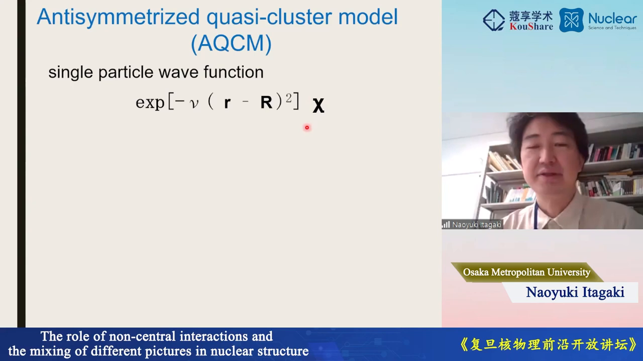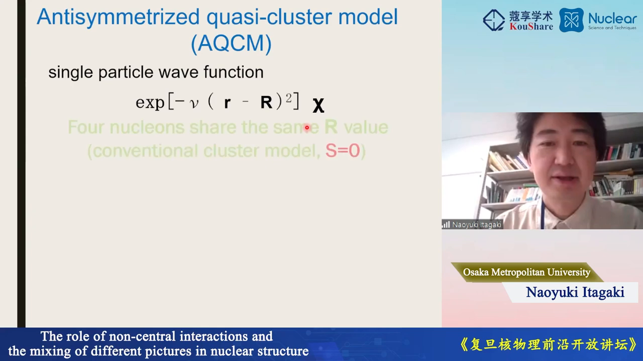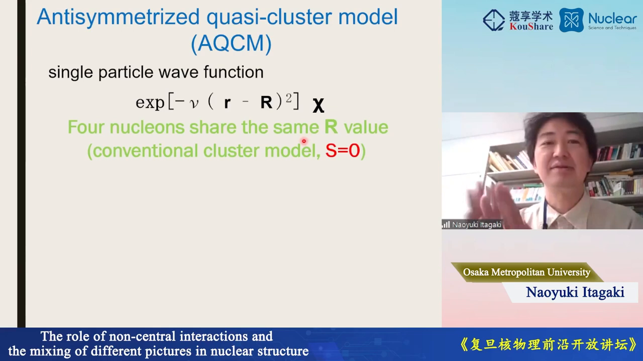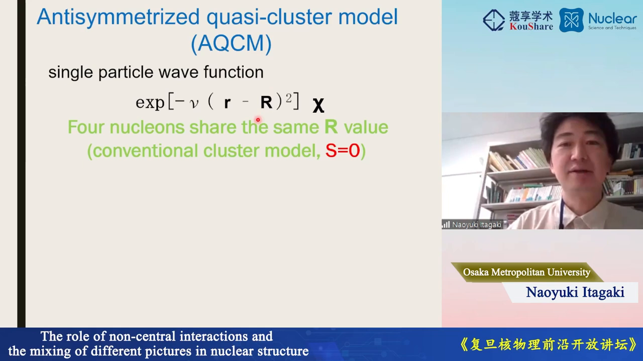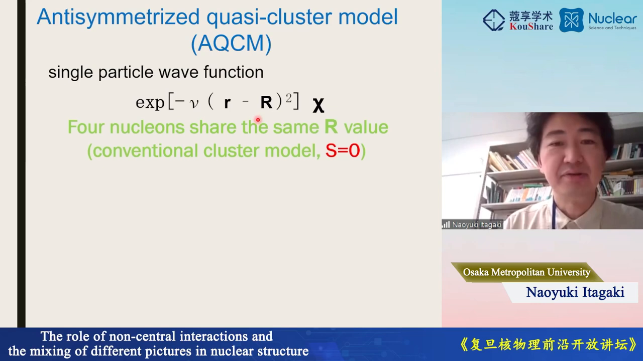And what is a traditional cluster? The traditional cluster model means four nucleons with different spin and different isospins have the same value of this parameter R. So four nucleons are placed in a common place. That's the definition of the traditional conventional cluster model, like Brink's model. So in this case, spin becomes zero, as I mentioned. So there is no non-central force contribution. Okay, so we have to break it. How can we do it?